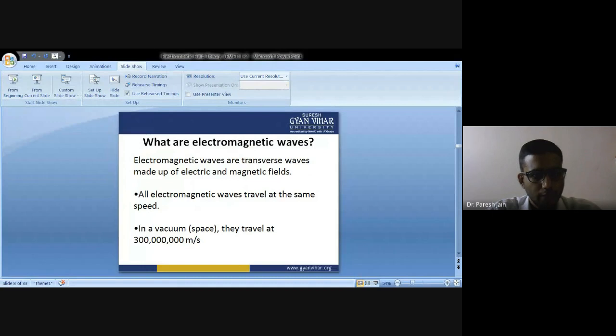In a vacuum space, they travel at 3 into 10 to the power 8 meter per second. This is the speed of light in the environment or free space. So all electromagnetic waves travel at the speed of 3 into 10 to the power 8 meter per second.